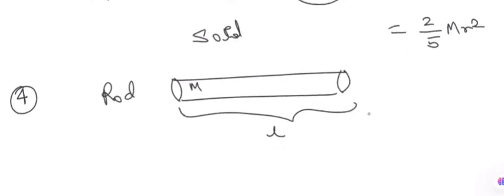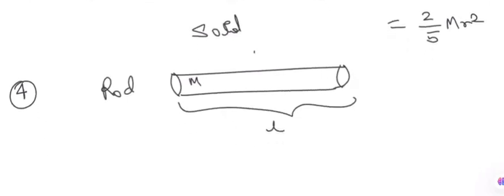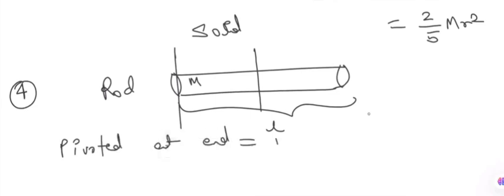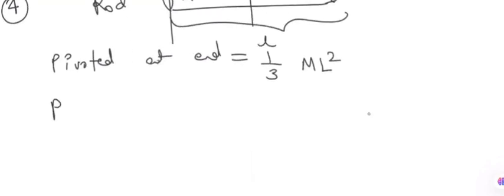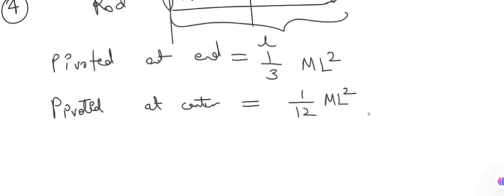So it can be pivoted at two places, from the center or from the end. If it is pivoted at the end, then the formula will be 1 by 3 m l square. If it is pivoted at the center, it will be 1 by 12 m l square. Done.